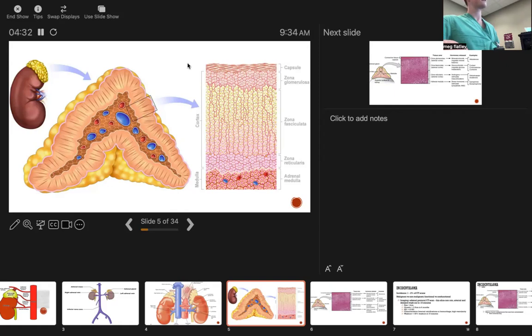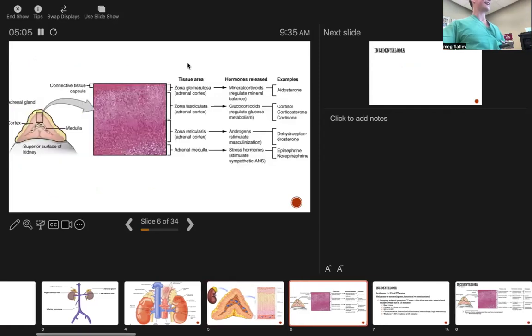GFR. So to repeat that for the group, Dr. Fay's mnemonic has something to do with mashing green apples, where the M stands for mineralocorticoids, the G stands for glucocorticoids, and the A stands for androgens.